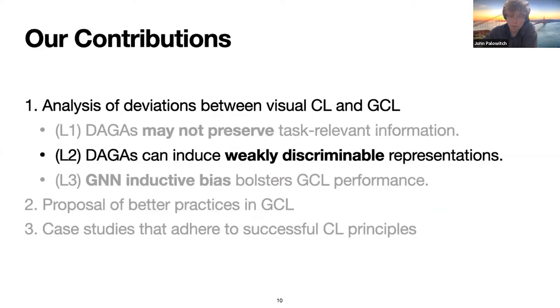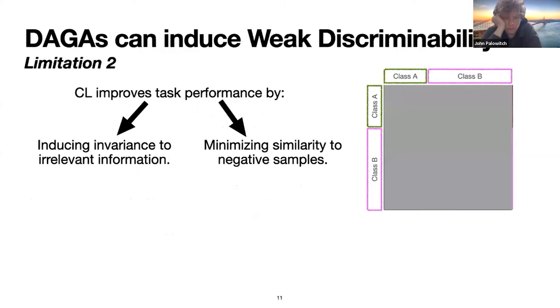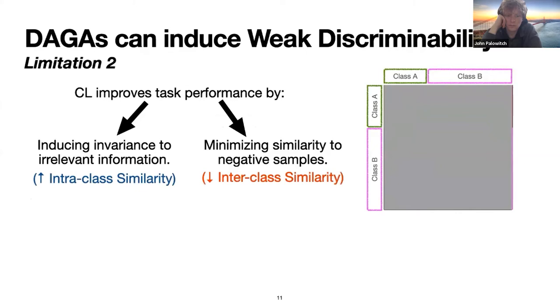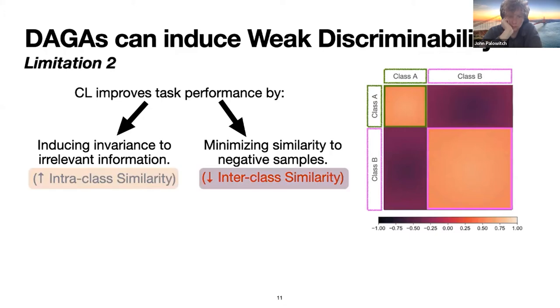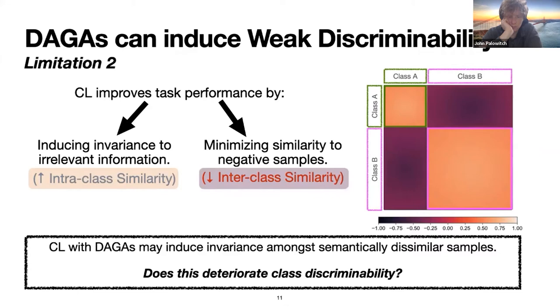So let's look at the implication of training on false positive samples by looking at the discriminability of these representations. Now, recall that contrastive learning improves task performance by simultaneously inducing invariance to irrelevant information and also minimizing similarity to negative samples. Therefore, we expect that intra-class similarity should increase and inter-class similarity should decrease over the course of training. So if we were to visualize all pair similarity on the right, sorted by class ID, we would expect that intra-class similarity, that light peach color, is high, while inter-class similarity, that purple color, is lower. However, in limitation one, we saw that DAGAs may induce invariance amongst semantically dissimilar samples, or false positive pairs. So here we ask if this does manifest in the discriminability of representations.